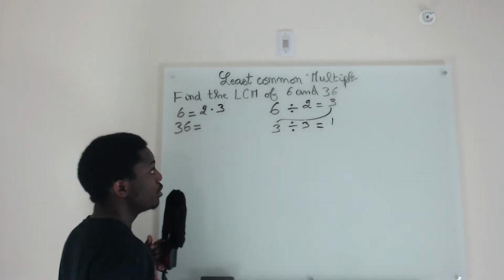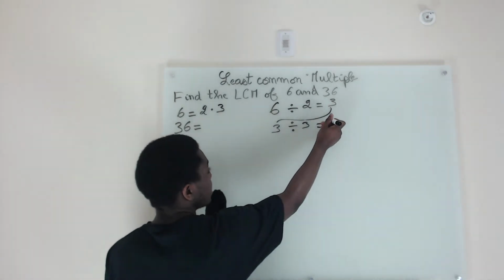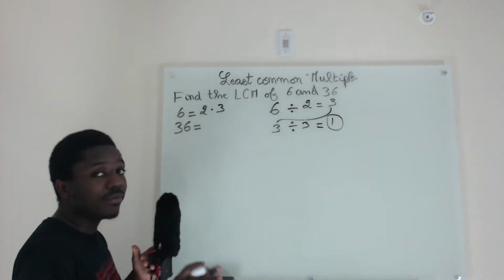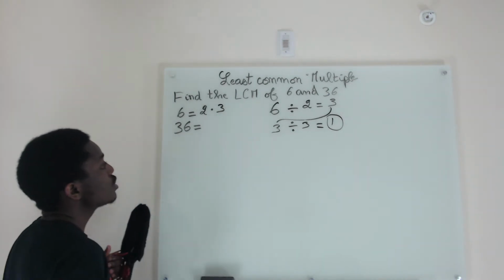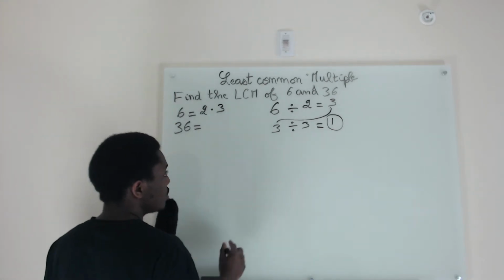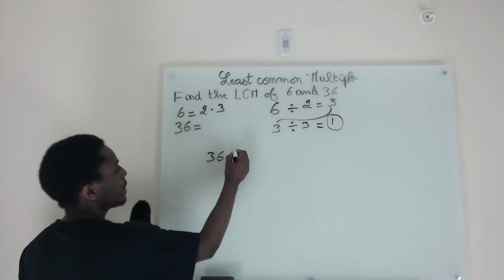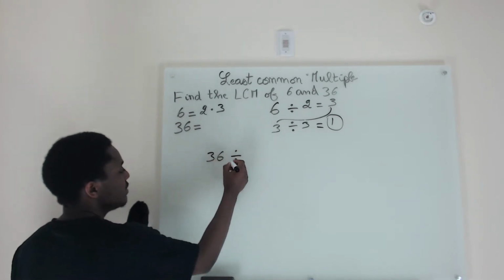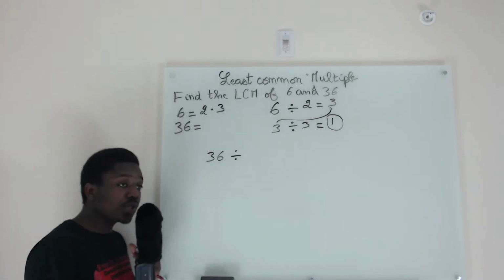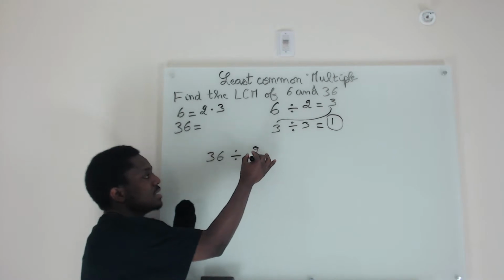Now I have to stop the division for the number 6. Why? Because remember, as soon as you end up having 1, then you have to stop the division. So we have to do the same thing for the number 36. So you take the number 36, right? And you divide it. As I said, you always have to start with the number 2. So you put 36 divided by 2.